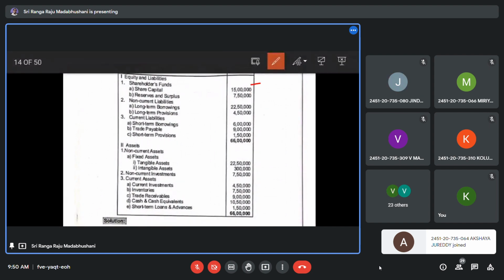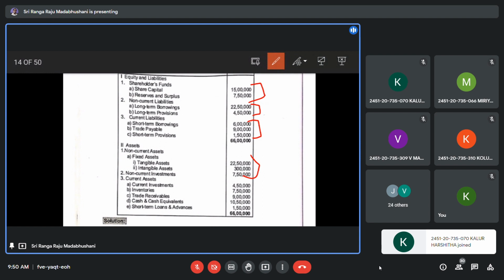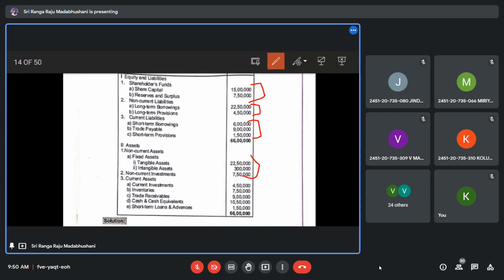Why? Because this is owner's fund. So share capital and reserves and surplus, the sum of that. This is long-term liability, non-current liability or long-term liability, debt. This is short-term liability, current liability. Here this is fixed assets, tangible, intangible. This is non-current investment, 7,50,000. Then all these current assets. So current assets to current liability.